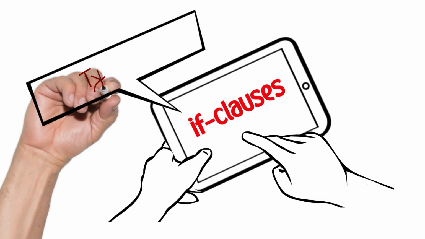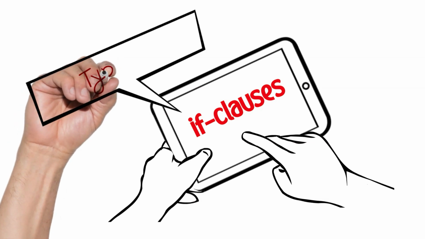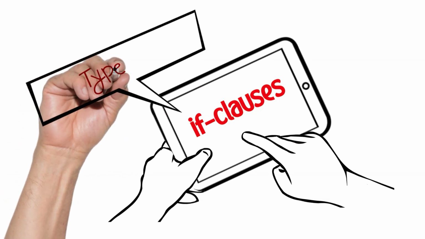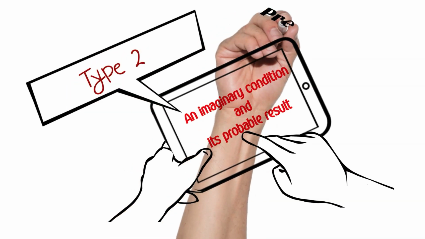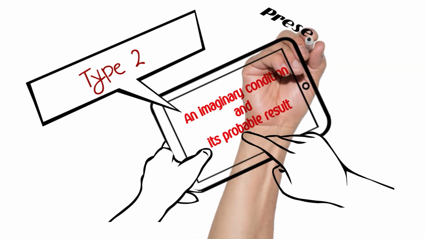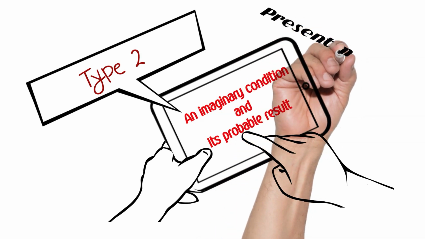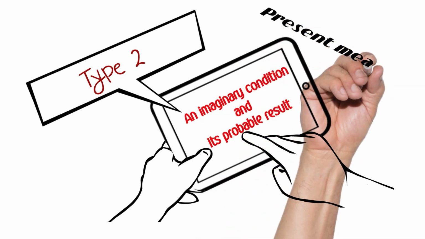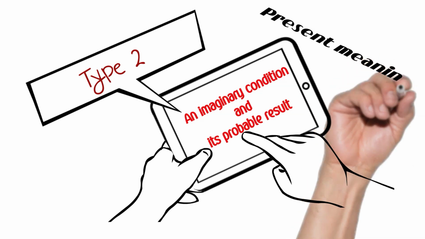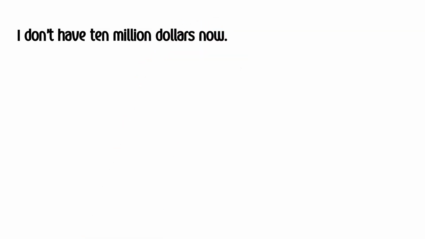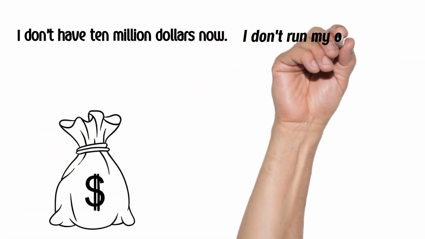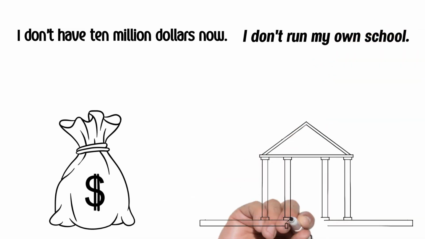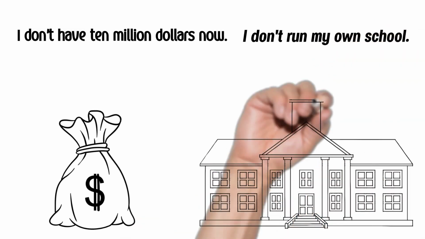Now, let's talk about type 2. We use type 2 to talk about an imaginary condition and its probable result. It has a present meaning, but it is imaginary. Something imaginary about now. For example, I don't have $10 million right now. I don't run my own school right now.